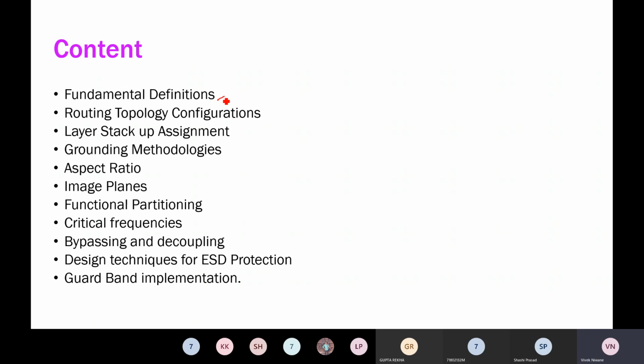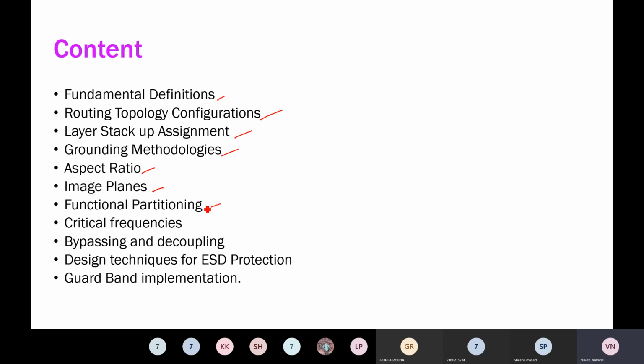So fundamental definitions, we will see those, then routing topology configurations, then layer stack up assignment. मतलब जो मल्टी लेयर की बात हो रही थी कि भाई डबल स्लाइडर, 3 लेयर, 4 लेयर, 10 लेयर, 11 लेयर, 20 लेयर, 50 लेयर्स, तो वो कैसे करते हैं. देन ग्राउंडिंग मेथोलॉजी, सो दैट वी विल रिड्यूस द EMI. Aspect ratio is something related to the distance in between the tracks. Then image planes, once again to reduce the RF coupling in between the tracks.